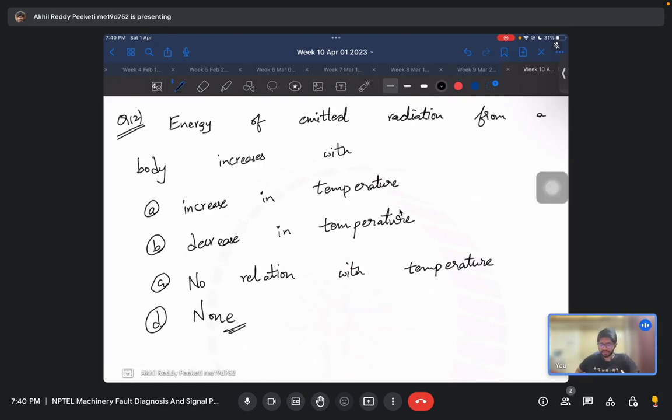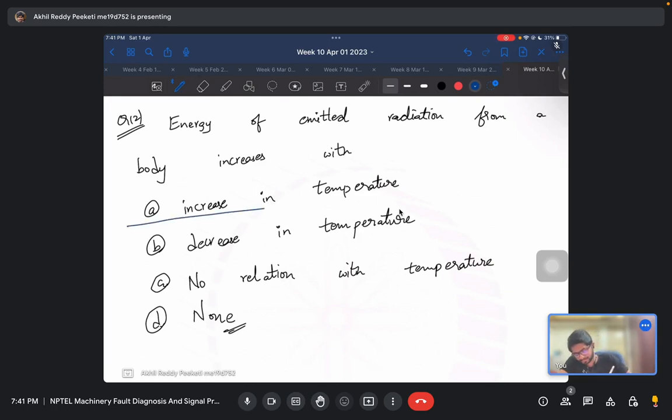When you have a radiating system or a black body radiator or any kind of radiator, every body radiates if it is above absolute zero Kelvin. The energy of this emitted radiation: does it increase with increase in temperature, increase with decrease in temperature, not depend on the temperature, or none of these? If it is higher in temperature, it emits more energy. If it is lower in temperature, it doesn't emit that much energy.